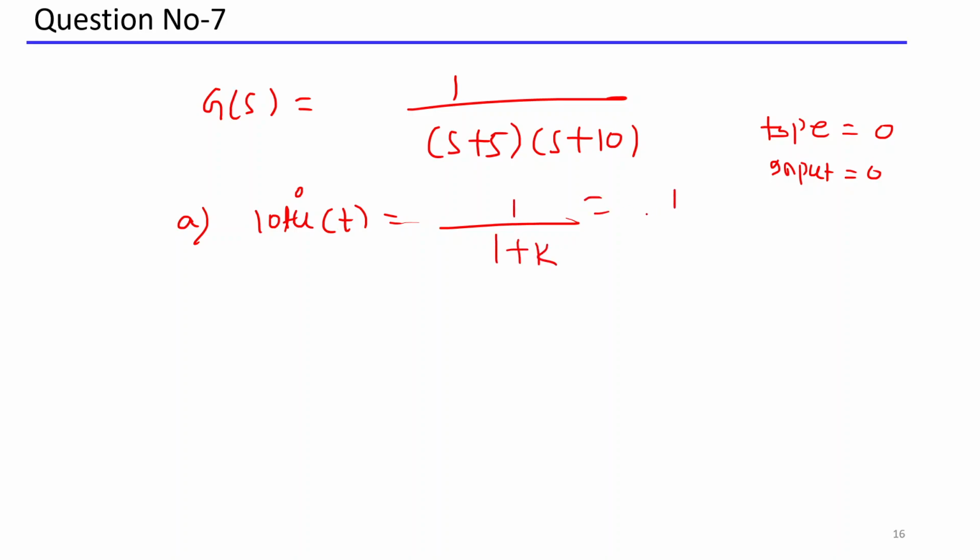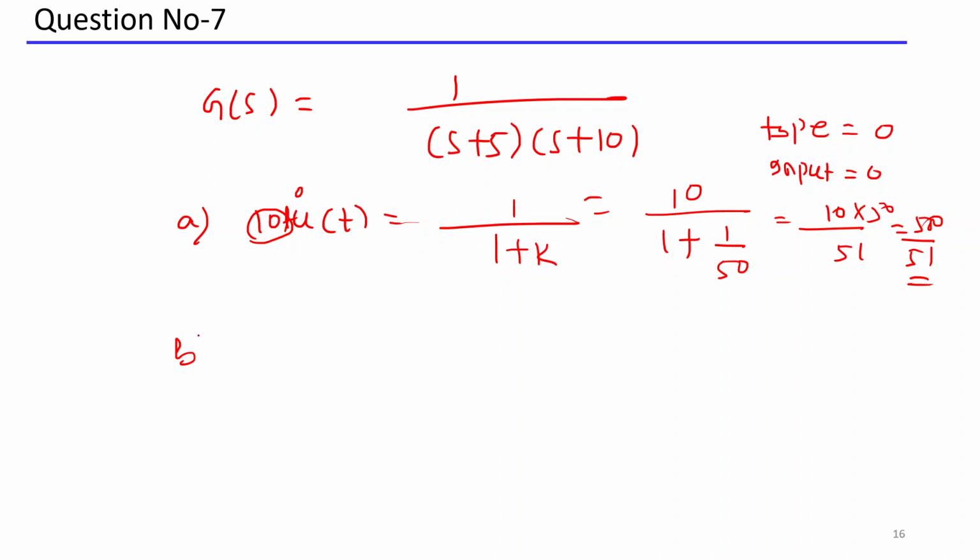So 1 divided by 1 plus k is how much? DC gain is 50, so 1 by 51. But you have to multiply this by 10 also. Don't forget. So 10 into 50 divided by 51, which is 500 by 51.